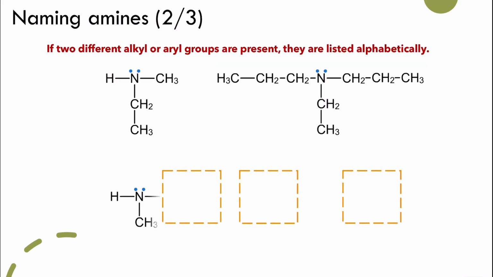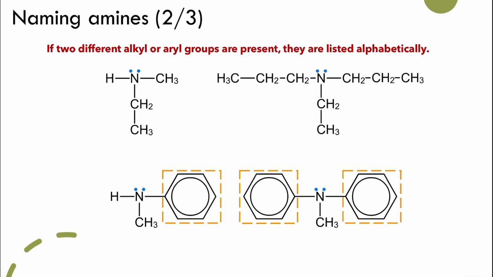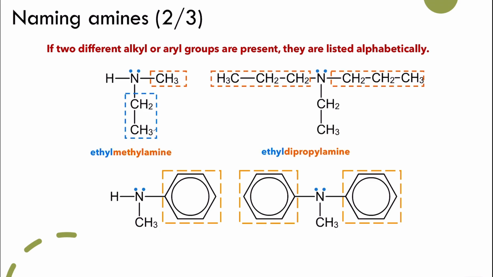What if the amine has two different groups? Then we will arrange them alphabetically. So for example, the first one here is called ethyl methylamine because we have an ethyl group and a methyl group. And when you arrange them alphabetically, the ethyl will come first before methyl. So you simply say ethyl methylamine.